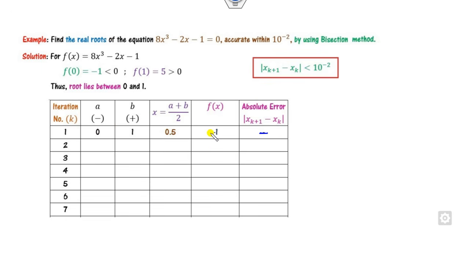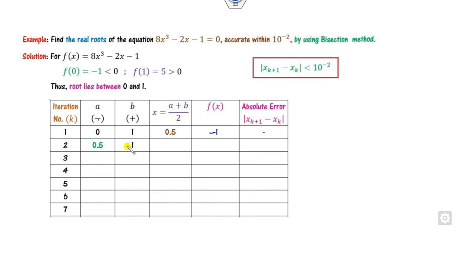Now look at the sign of this. It is negative. So you can replace the negative value with this value. If it is negative, then you replace the negative value, and the other value will remain the same. Because this number is negative, you replace the negative endpoint.